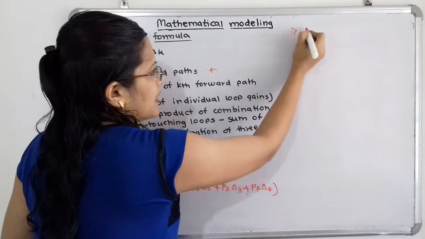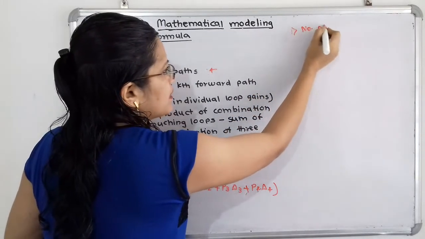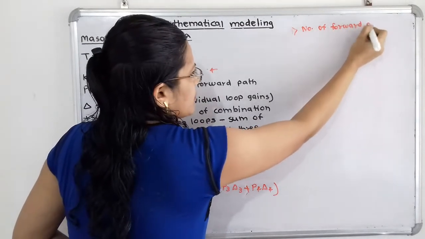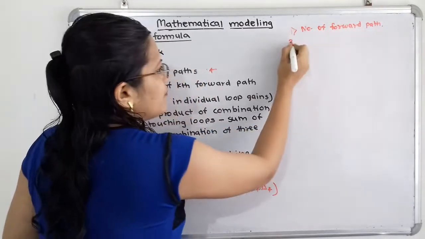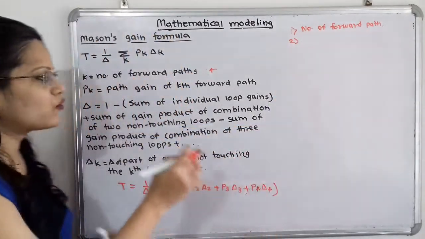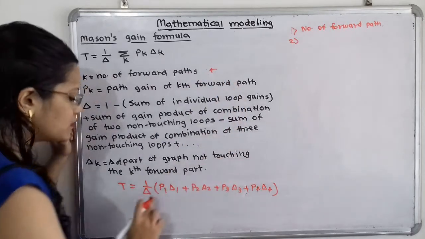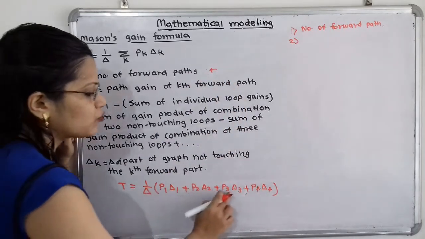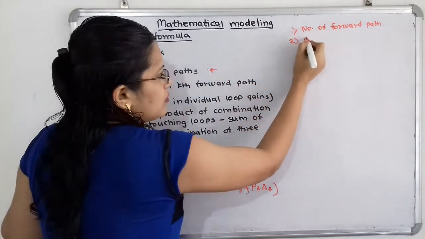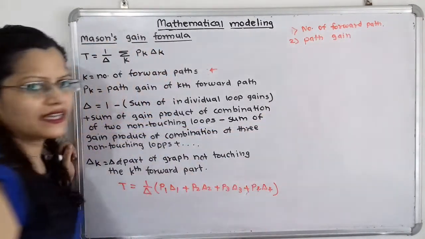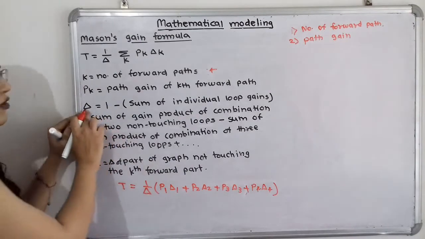That is, the first step is that we have to find out how many forward paths are there in the given question. And then from these forward paths we have to find out the path gain for each forward path. That means we have to find out what is P1, P2, P3, P4. So the second point is that we have to find out the path gain. Then third, the value of delta.